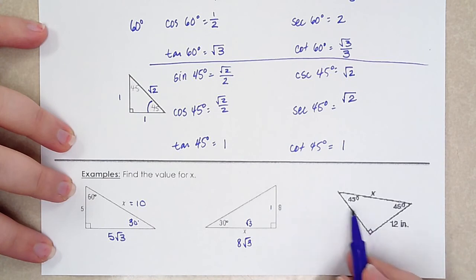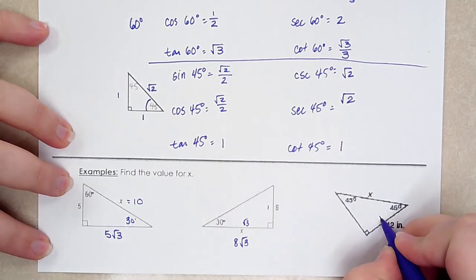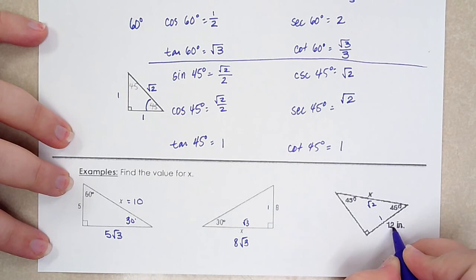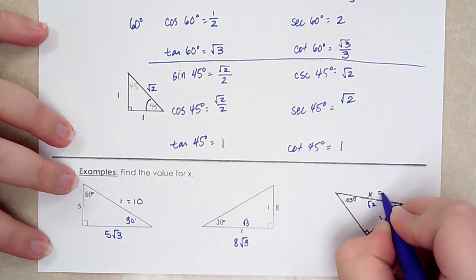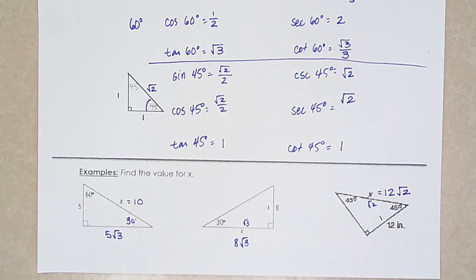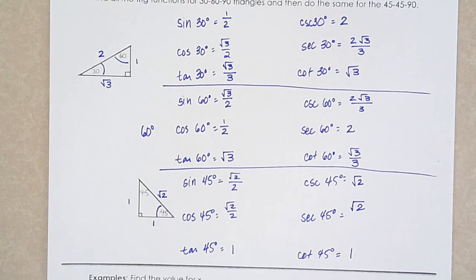The last one is a 45, 45, 90. If my side length is 12 inches, I know that it has a ratio of 1 to root 2. So if I multiply to get to 12, I'm going to do the same thing with x. So x is just 12 root 2. Pretty fast and simple math, but we do have to remember these triangles and how the ratios work and fit together.